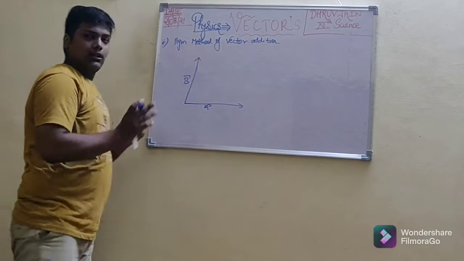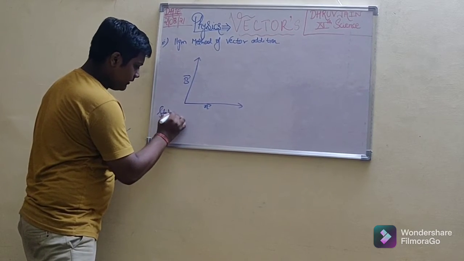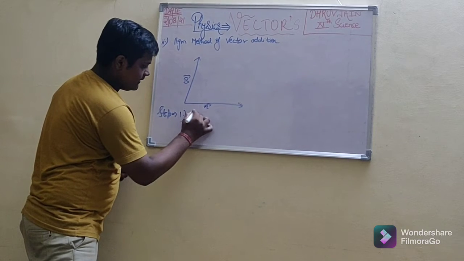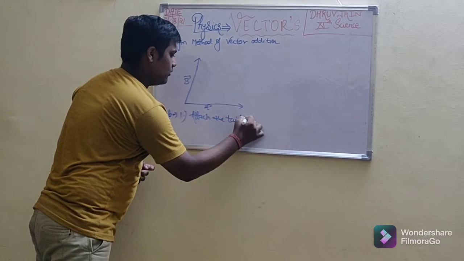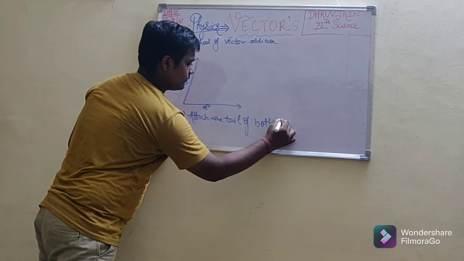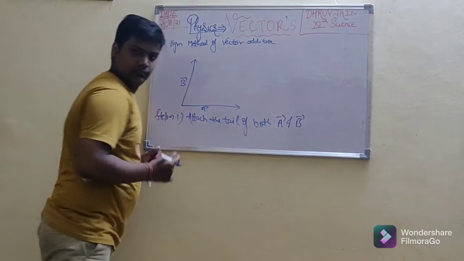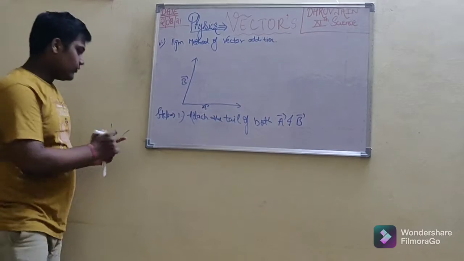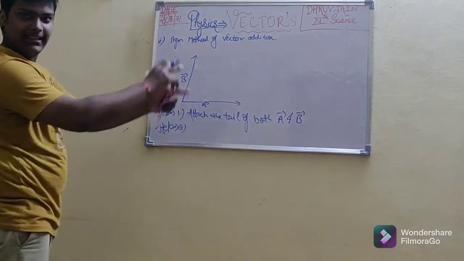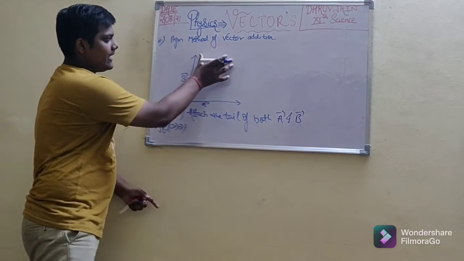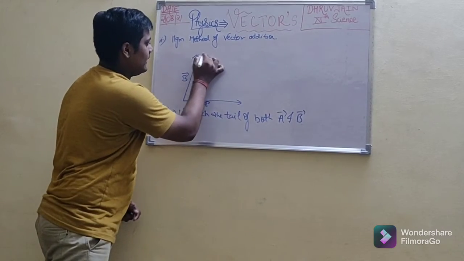Okay. Now the second step. In step 1 we attach the tails of both vector A and vector B. Step 2 is to complete the parallelogram, meaning make a side parallel to A and a side parallel to B, like this.